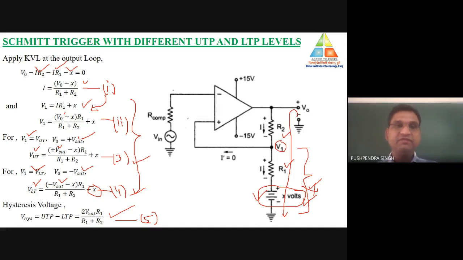For the first circuit, when the values of UTP and LTP are the same, we derived the expression for the hysteresis voltage. And in the last topic of this Schmitt trigger circuit, when the values of UTP and LTP are different, we also calculated the values of UTP, LTP and hysteresis voltage. So this is all about today's lecture. In the next lecture we will solve some problems related to this Schmitt trigger circuit.